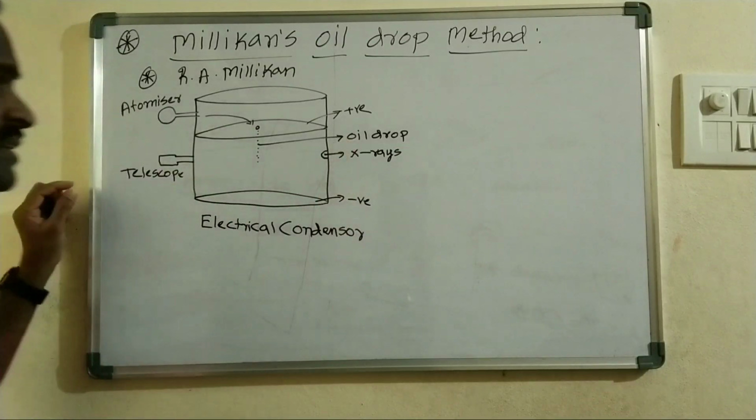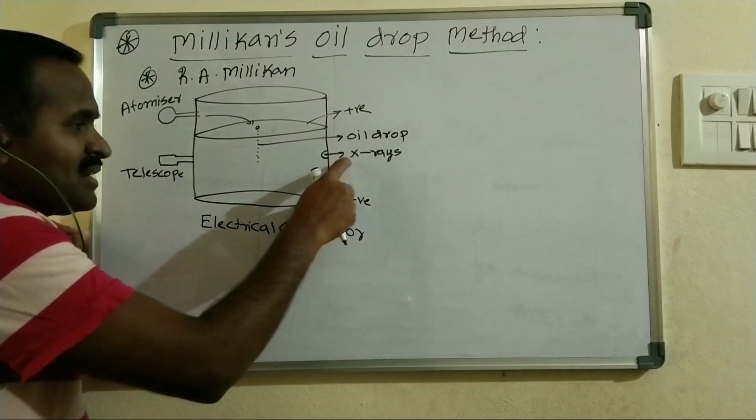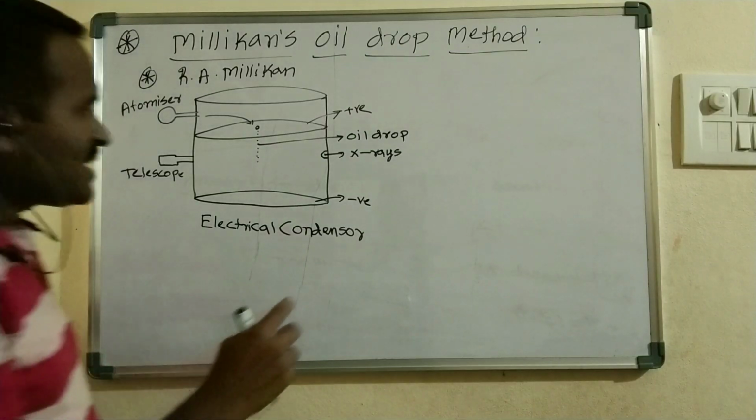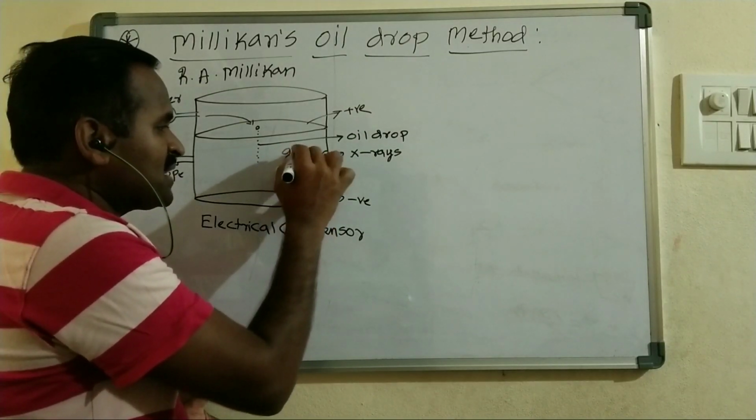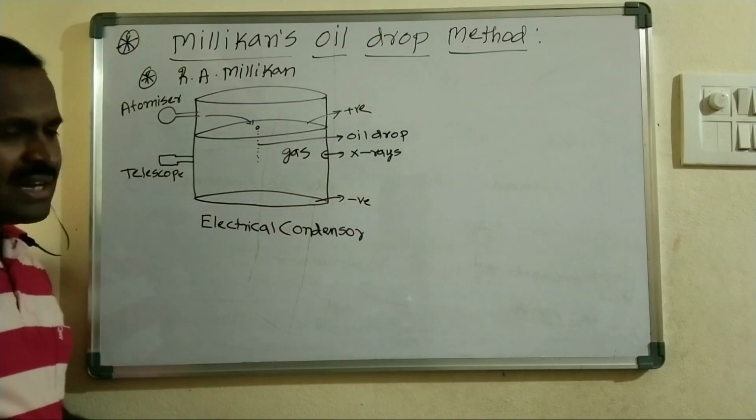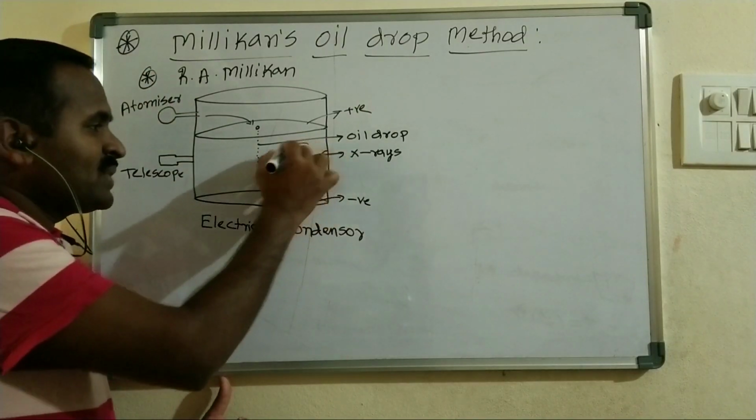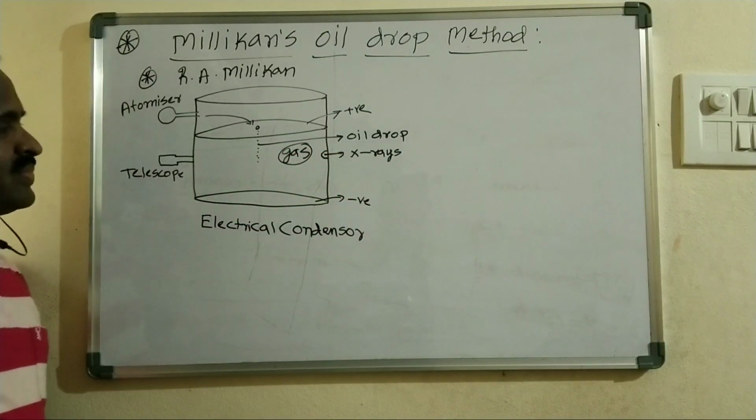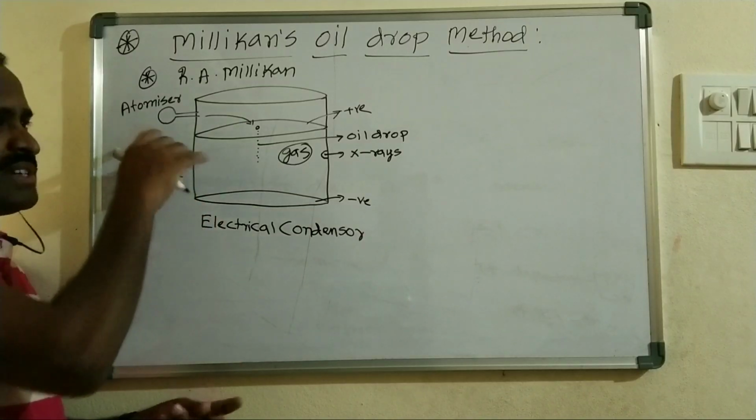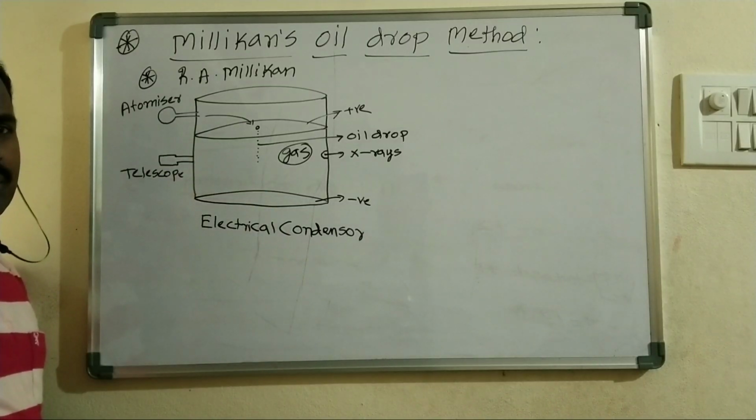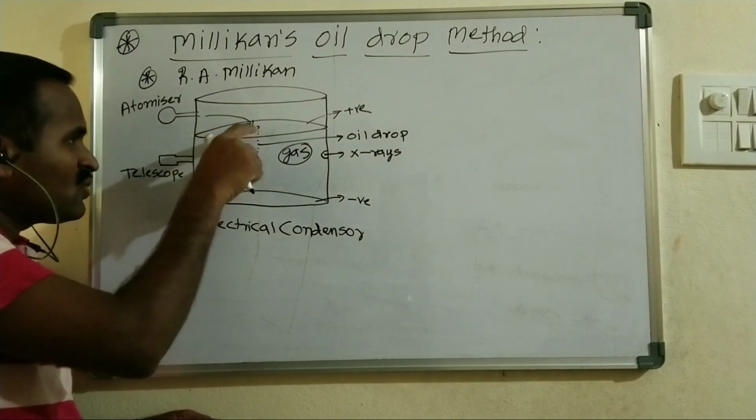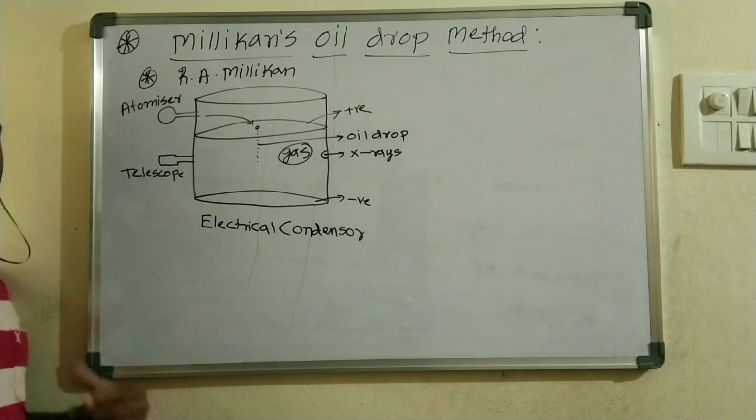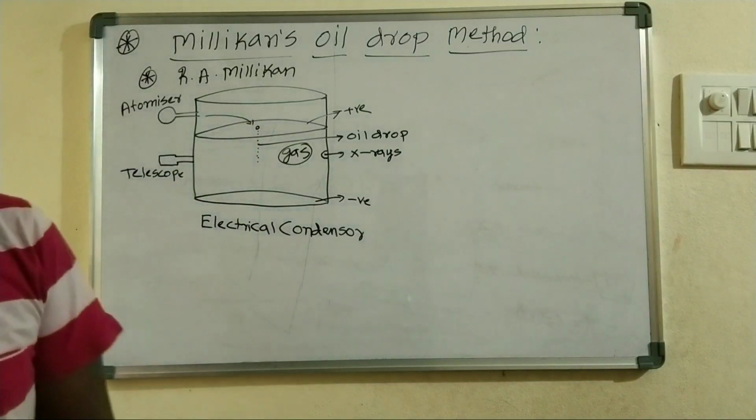Right? And in addition, X-rays are sent into the inside of this electrical condenser. These X-rays ionize the gas present in the electrical condenser and form gaseous ions. Right? So whenever the atomizer produces the oil droplets, they come through this small hole, and the mass of the oil droplet can be calculated.